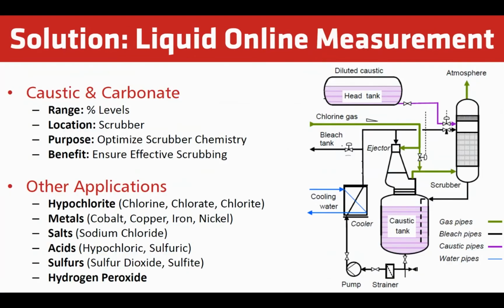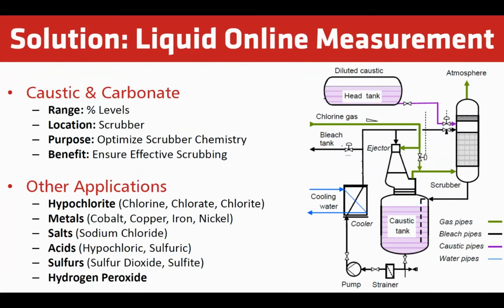How are you controlling scrubber chemistry? Identifying sodium hypochlorite decomposition or salt formation. In our opinion, wet chemistry analyzers are the best for monitoring caustic and carbonate in scrubber solution. This allows for percent level concentrations to be measured to help optimize scrubber performance.